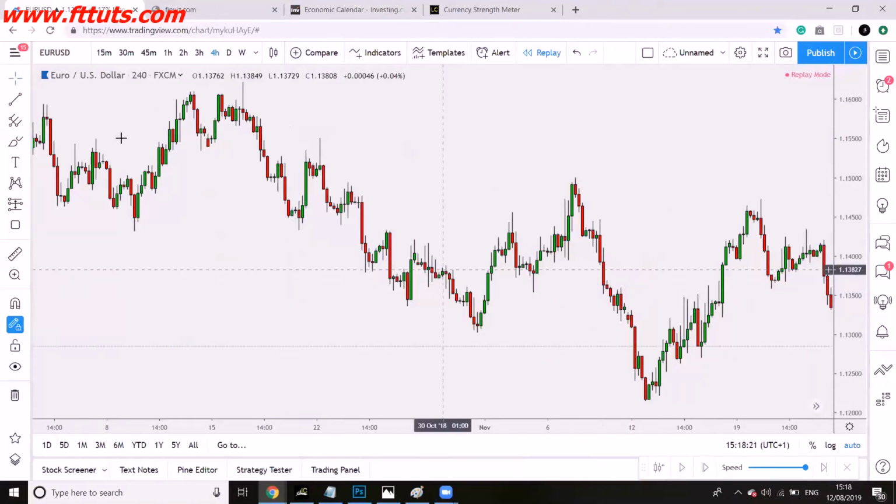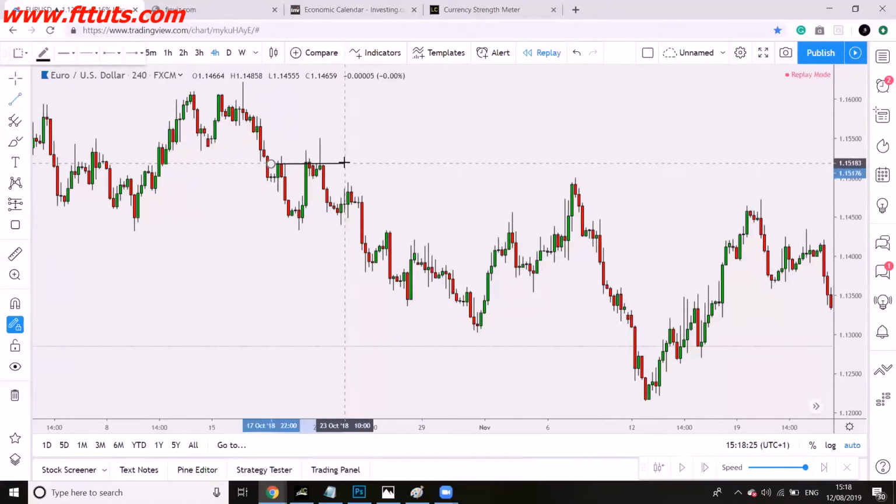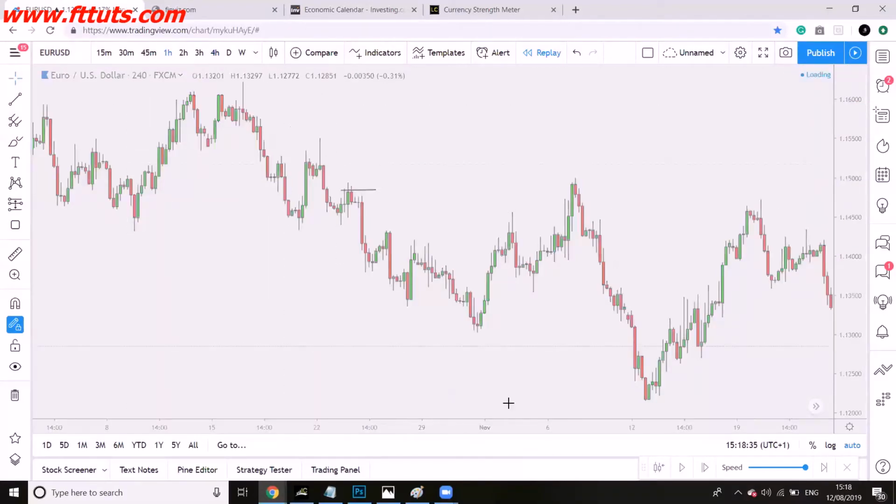Again, I will feel like taking a continuation trade. So for the structure, we have a double top here, and we have a lower high here. So I'm going to study the lower high. Let's go to the hourly time frame.